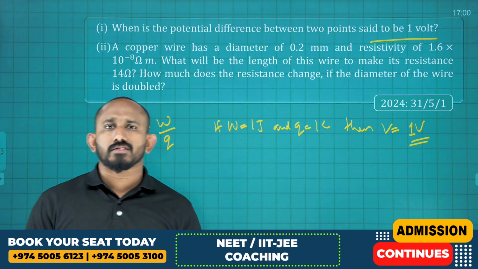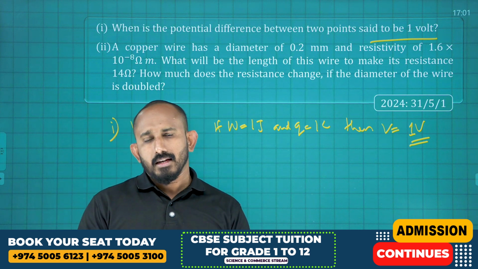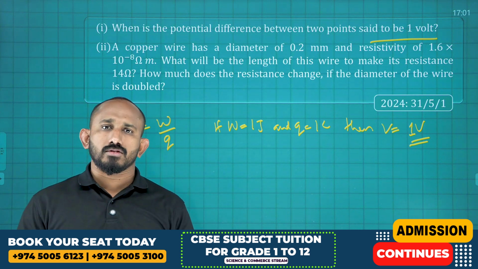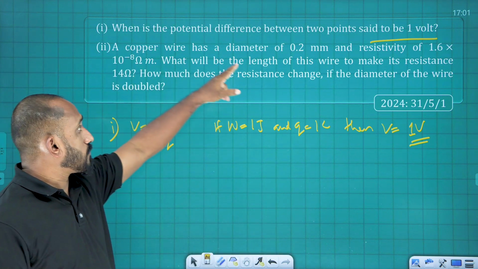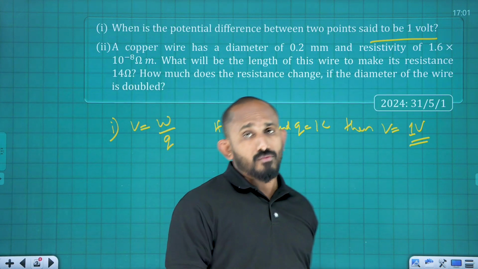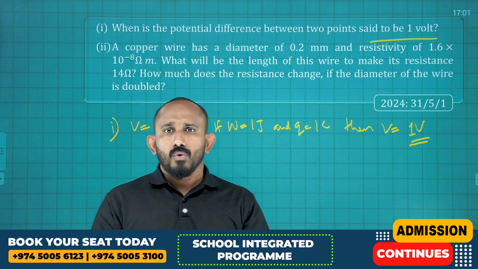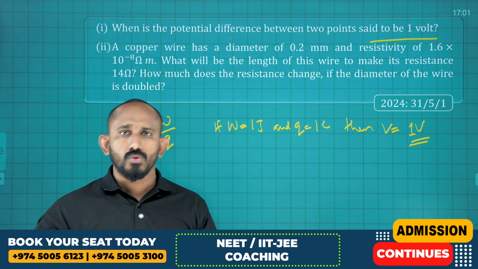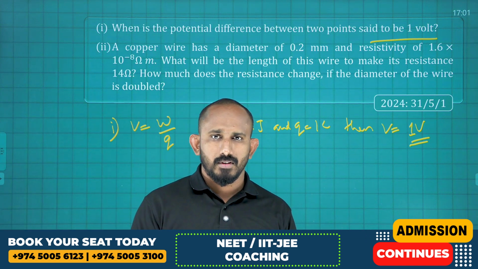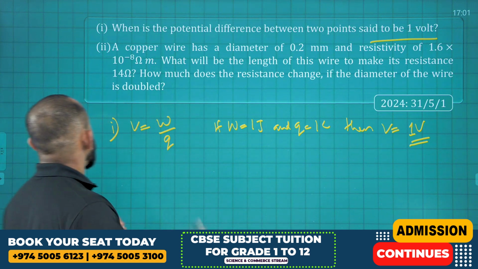So the potential difference is said to be 1 volt when 1 joule of work is done in moving 1 coulomb of charge from one point to another point. So when is the potential difference between 2 points said to be 1 volt? You got the idea? It is said to be 1 volt when 1 joule of work is done in moving 1 coulomb of charge from one point to the other. Is that fine? Okay, let's see the next part, the second part.